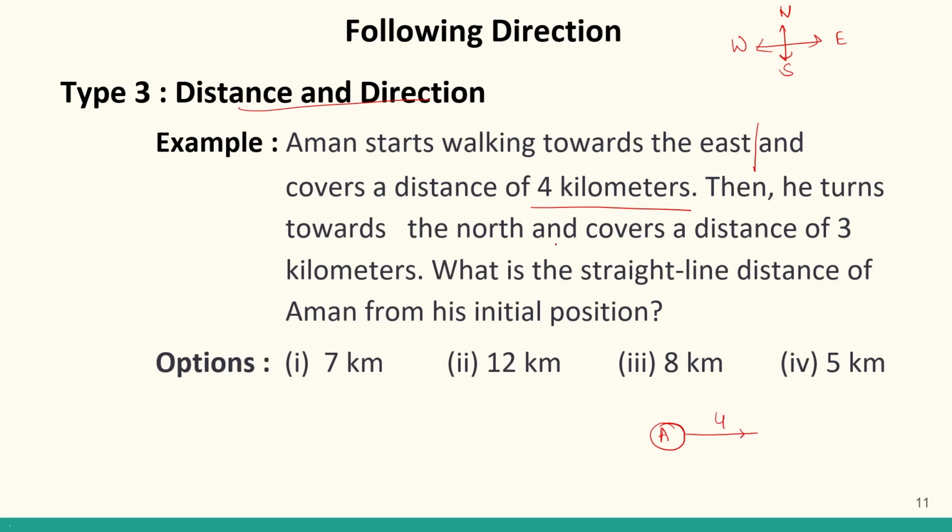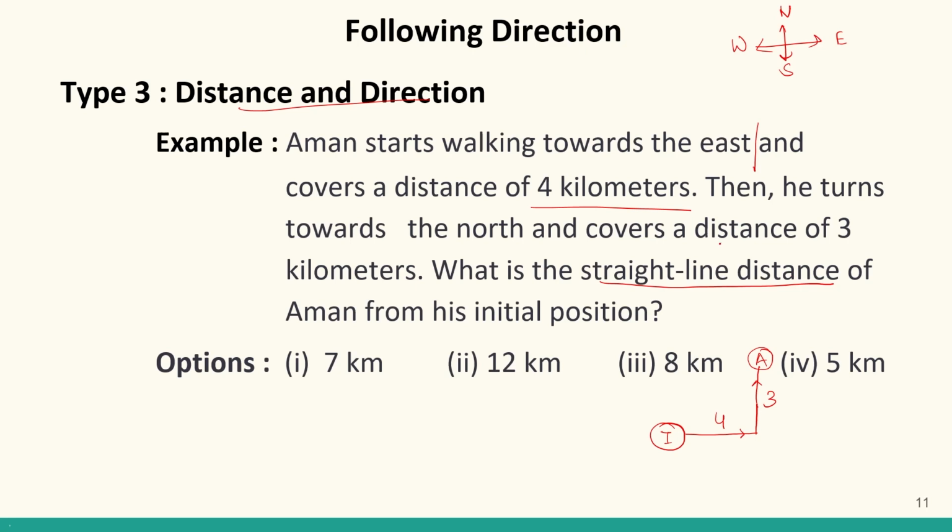Then he turns towards the north. So if he turns towards the north, he'll go this direction, right? He'll go upwards and covers a distance of 3 kilometers. So he walks 3 kilometers and then he stops. What is the straight line distance of Aman from his initial position? So Aman is here now, and this was the initial position. He started from here and reached here.